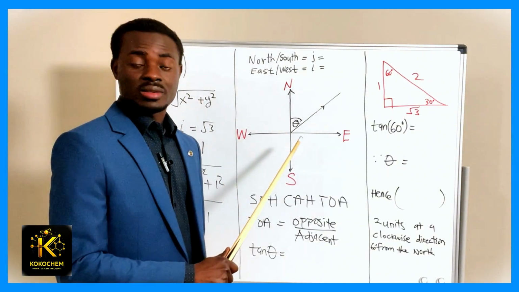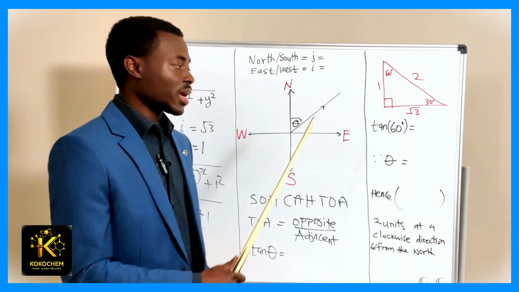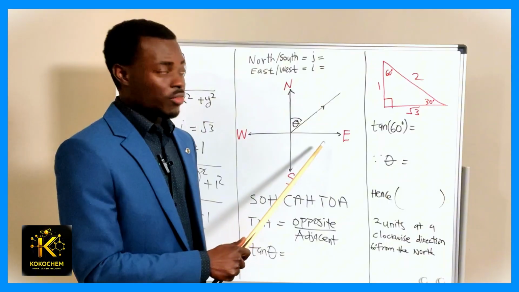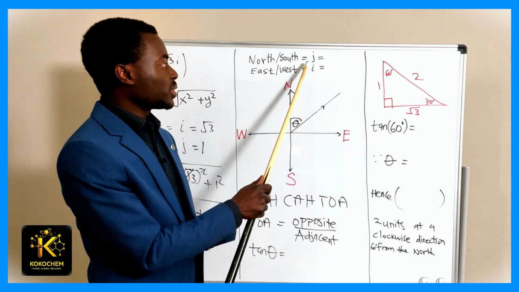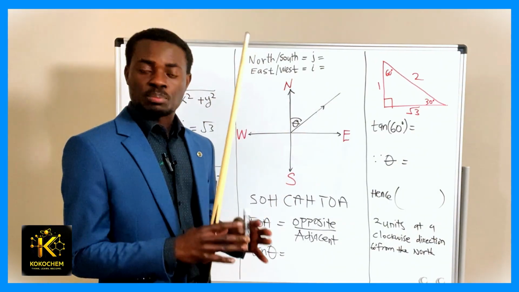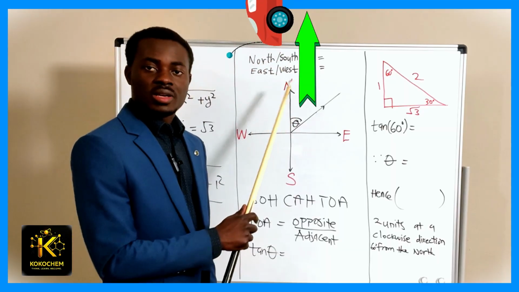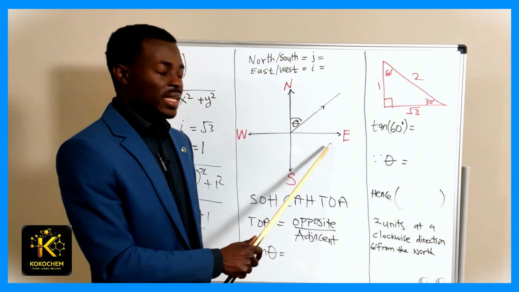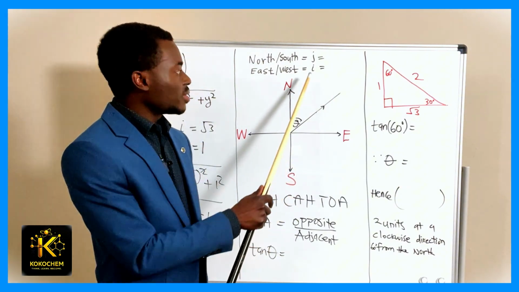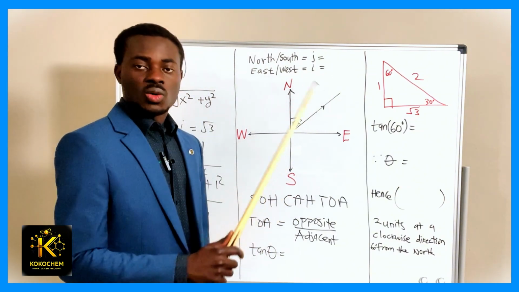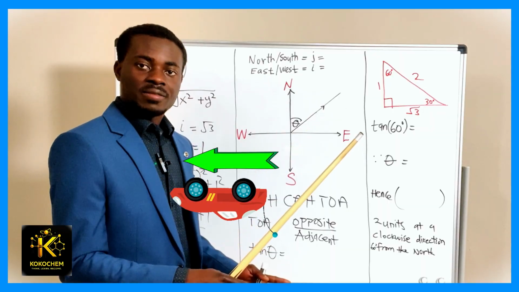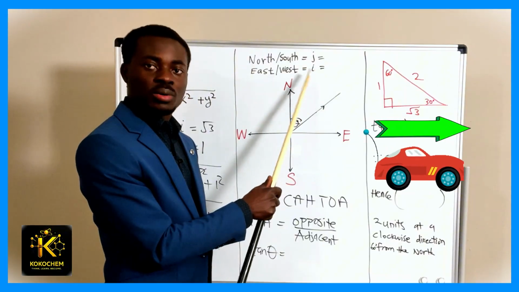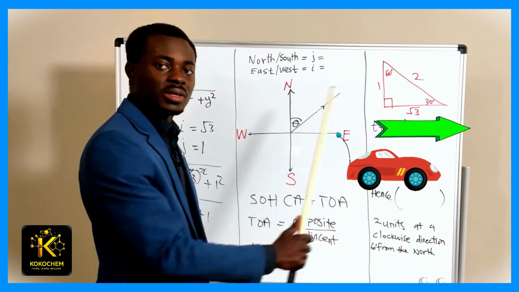Now, let's find the direction of the vector, which is the bearing. Bearing is measured clockwise from the north. North and south are represented by j. If j is positive, it will be north. If j is negative, it will be south. West and east are represented by i. So if i is negative, you'll be moving towards the west. If i is positive, you'll be moving towards the east.